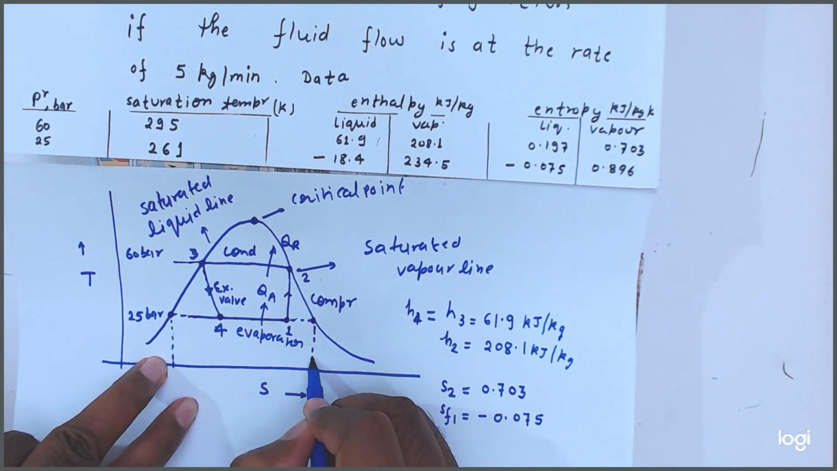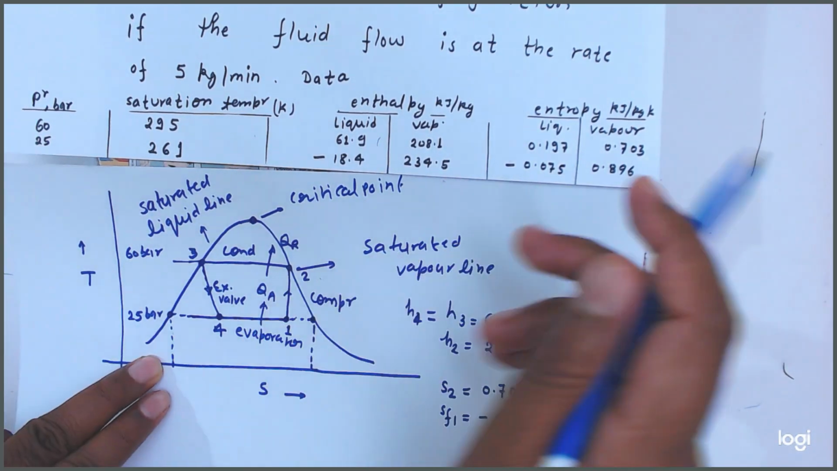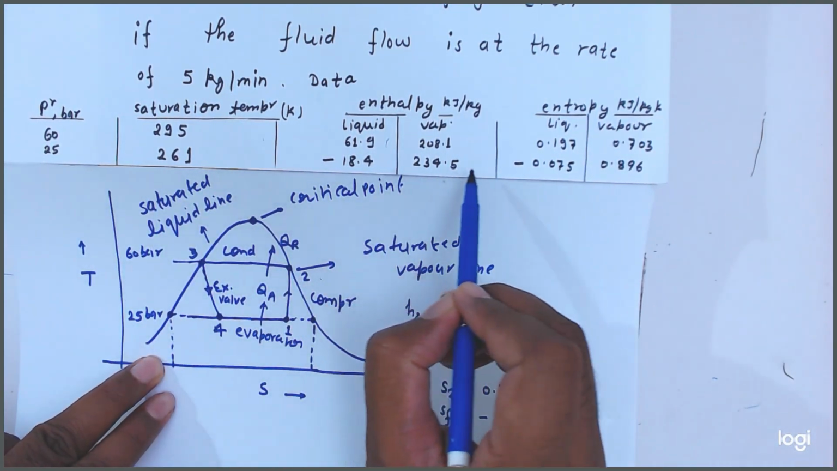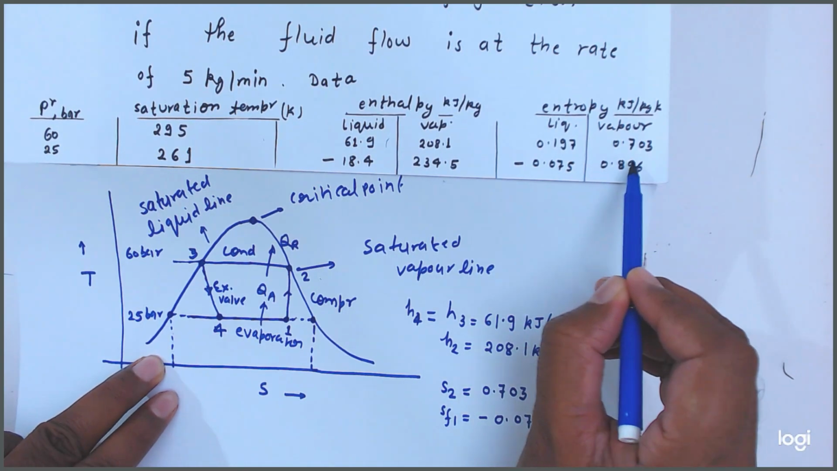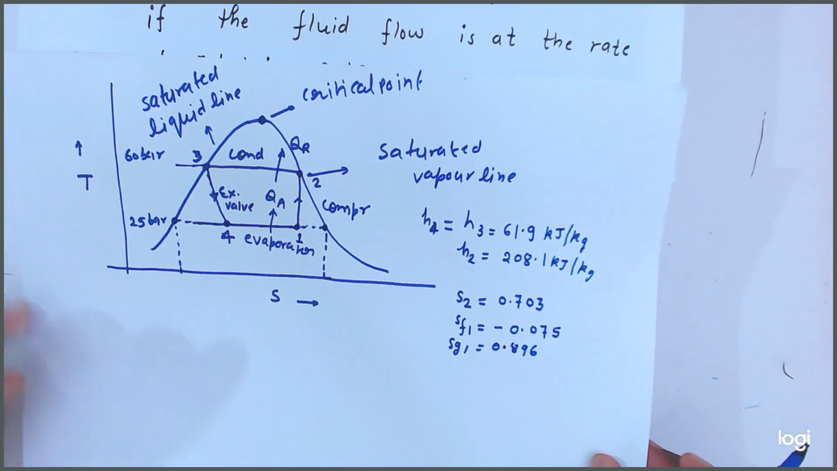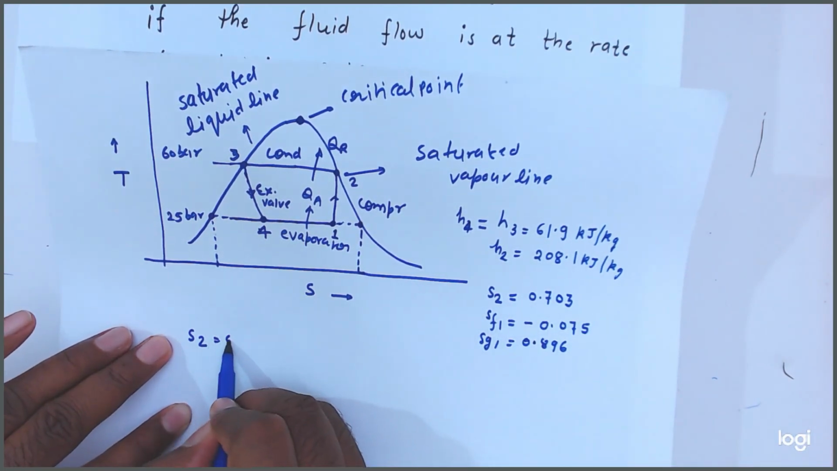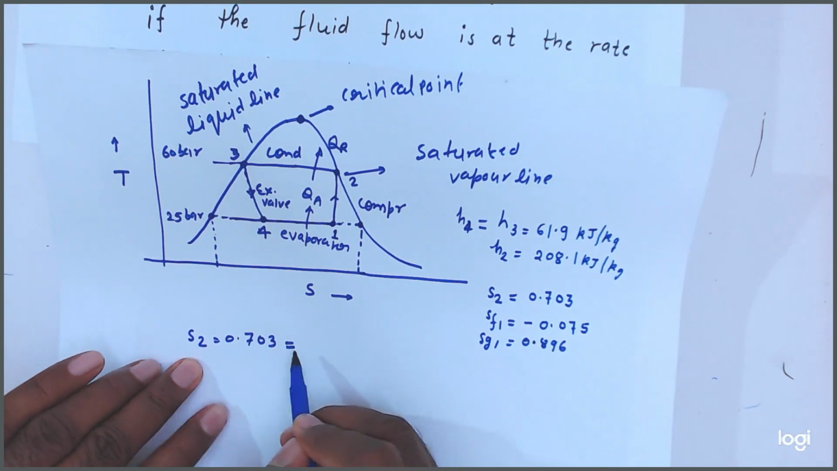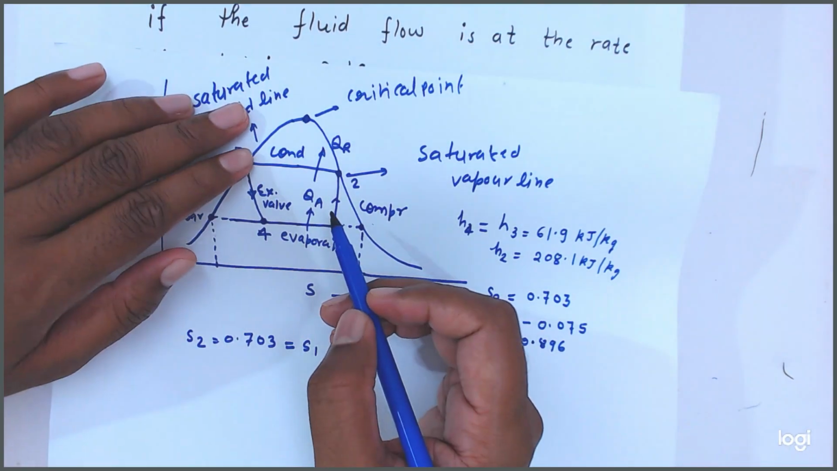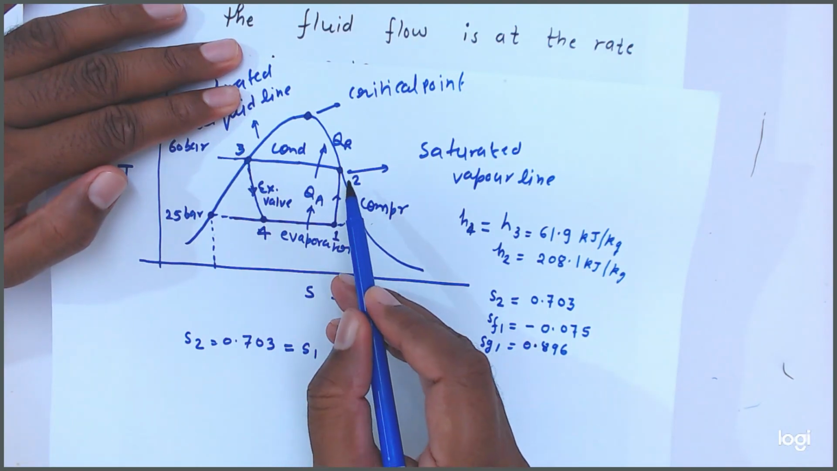This saturated vapor line at this pressure, we will go on the vapor line. So at this 25 bar pressure, we will go and find entropy at the vapor line. So here SG1 equal to 0.896. Now friends, from here we will find the entropy. So S2 we are knowing, 0.703, it is equal to S1, because here you see, entropy at this point S2 is equal to S1.